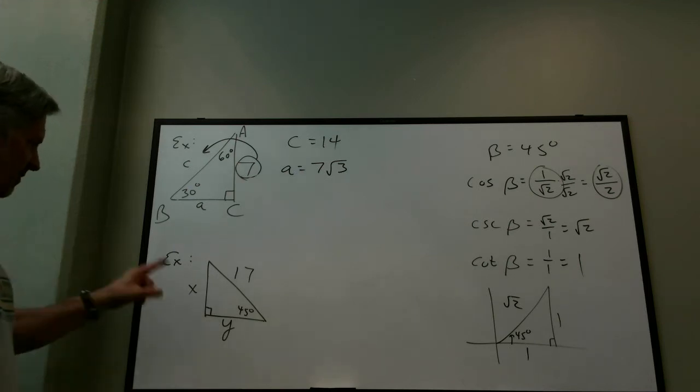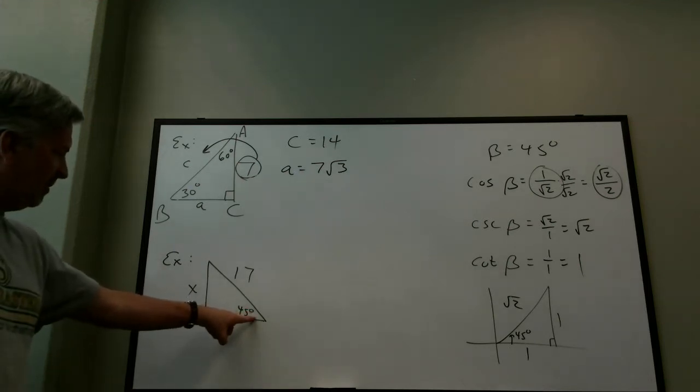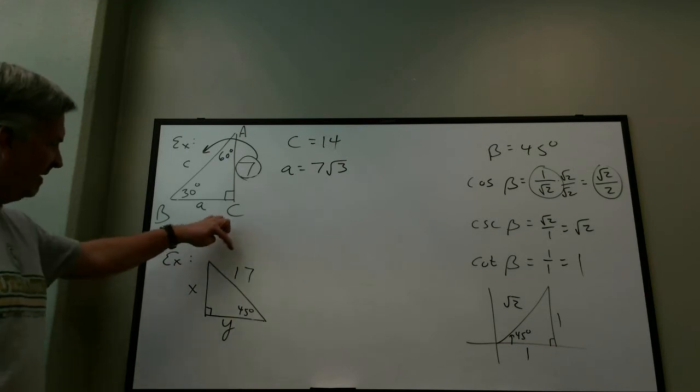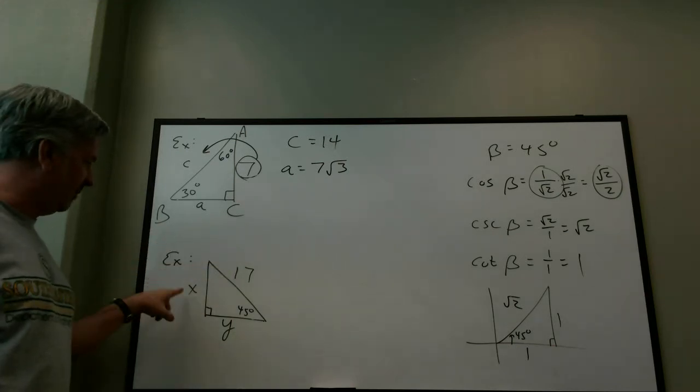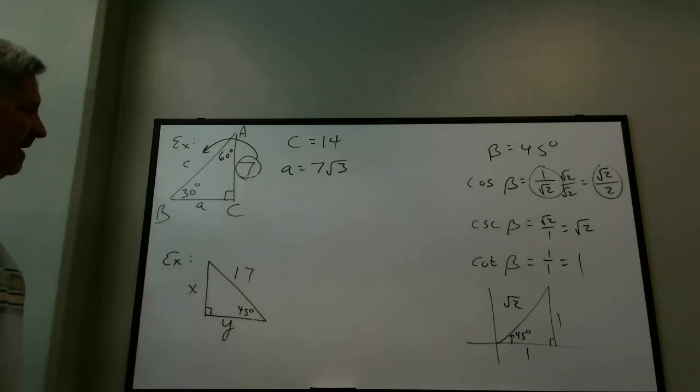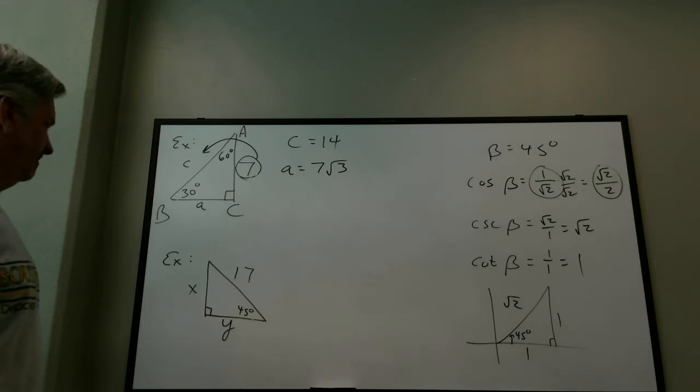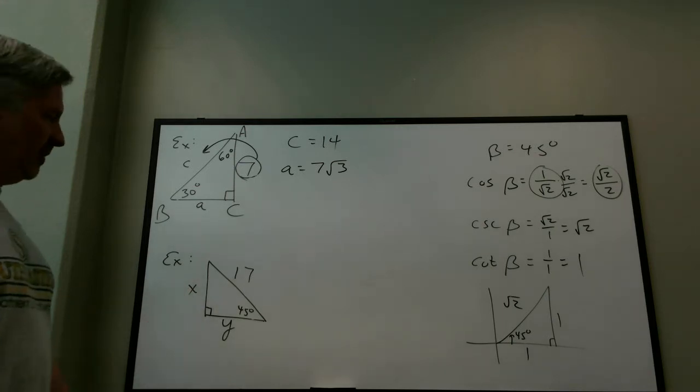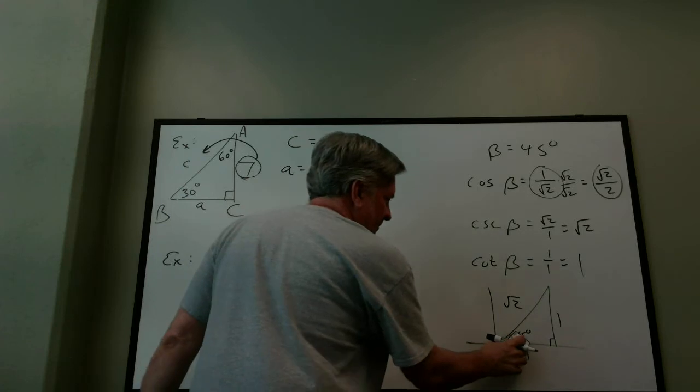Okay? So this is a right triangle. One of the acute angles is 45 degrees. The length of the hypotenuse is 17, and I've labeled the two sides as x and y. Okay, this is using the other special triangle. I'm just going to use my picture that I have here since it's already here.